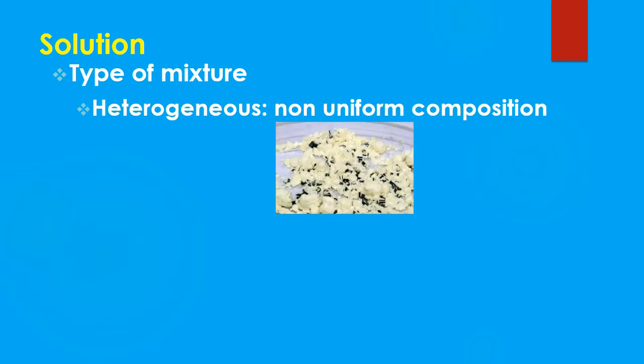A solution is a type of mixture, and we have to remember this. A mixture can be heterogeneous or non-uniform in composition. What this means is that we can still see the individual pieces that make up the mixture. So here we have these pieces of metal, iron filings, and sulfur. We can see the iron filings and we still have the sulfur. So we see two distinct phases.